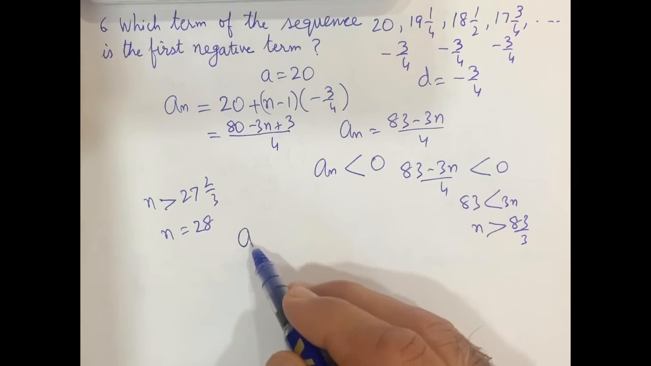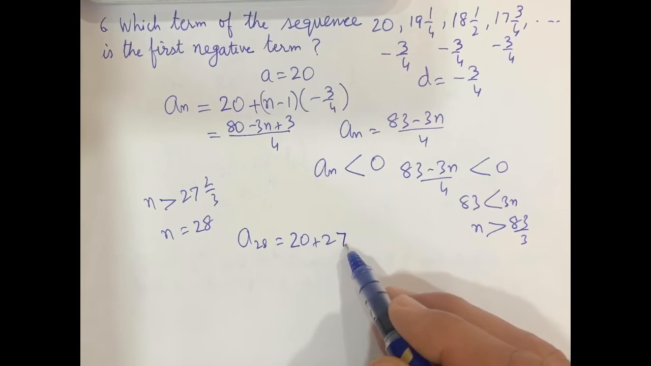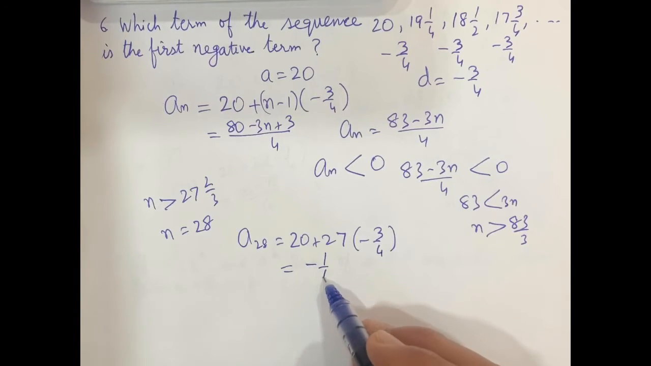We can check. Let's find out the 28th term. This is the first term, 20, plus 27 into d, which is minus 3 by 4. So this is just negative. So this is the first negative term.